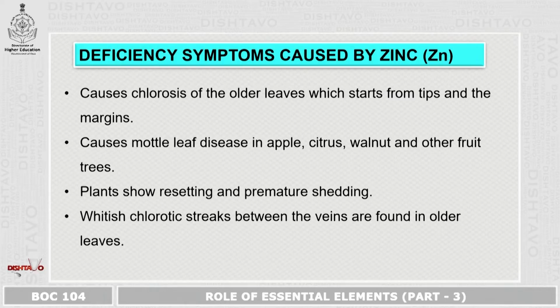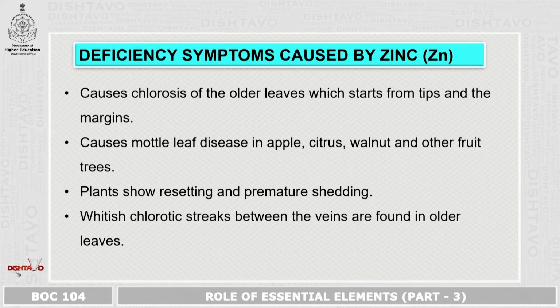Now the deficiency symptoms caused by zinc in plants. It causes chlorosis of the older leaves, which starts from the tips and the margins. Causes mottle leaf disease in apple, citrus, walnut and other fruit trees. Mottled means basically the colored patches or spots which appear on the leaves of the plant. Plants show rosetting and premature shedding. Premature shedding means that before maturing, the fruits or the leaves of the plant will be shed.